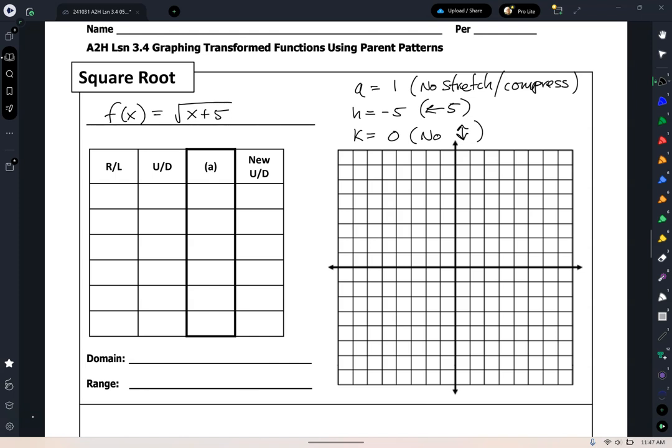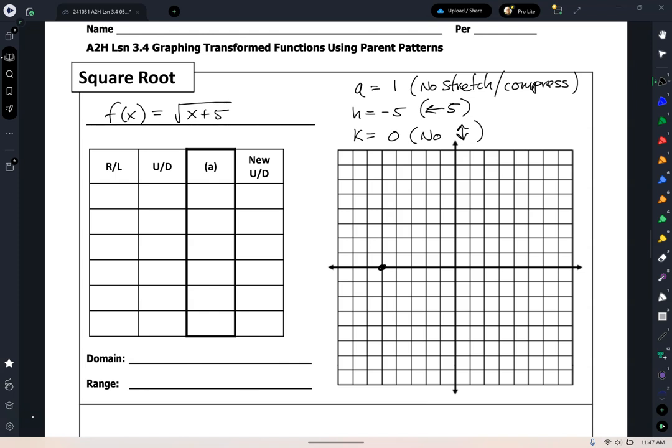It's not a vertex anymore, right? Because vertex means turning point. We'll have a turning here with this one. But let's put our end point where we think it should go. So go ahead and put your end point where you think it should go. Okay, if you did it right, you would have gone to the left, 1, 2, 3, 4, 5, and then no up or down. So that becomes your new end point for your square root function.